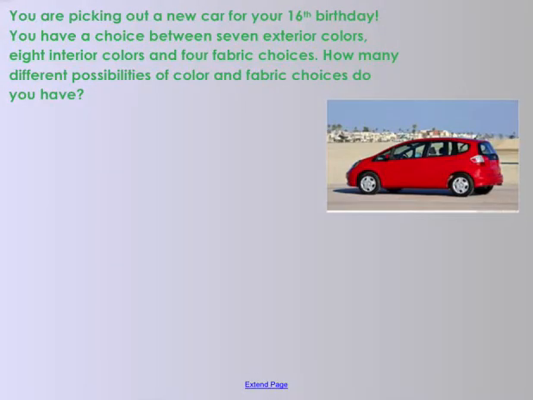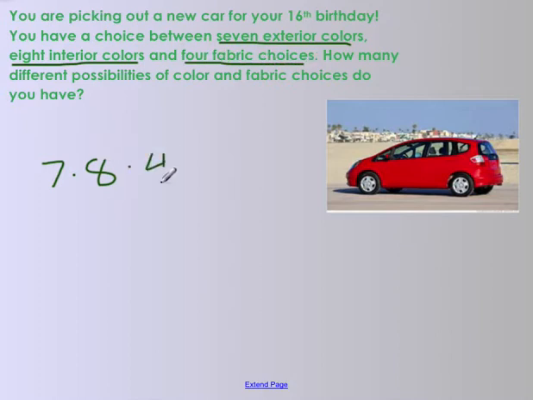Let's take a look at number 3. For number 3, you're picking out a new car for your 16th birthday. You have a choice between 7 exterior colors. So there's 7 choices for the exterior color. What I'm doing is taking each part's number one at a time. Then there are 8 interior colors and 4 fabric choices. So then we have 7 times 8 times 4. You multiply those together and you get 224 cars, or ways. So there are 224 different cars you can make using all of those options.